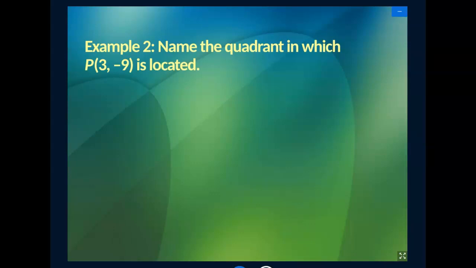Name the quadrant in which the point is located. So this is a positive, negative. If you think back to the chart, the x values are positive, the y values are negative in quadrant 4. Awesome.